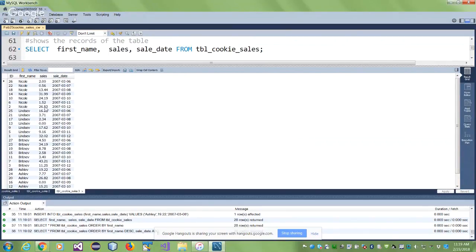So that's sorting by more than one field, and sorting by one field is just sorting. I think we sorted by name here. Notice how here it doesn't matter how the sales are coming. They're just random, however they were picked up. But all Ashleys, all Britneys, all Lindsays, all Nicoles are coming together because I sorted on first name. Just normal, ascending was the default.